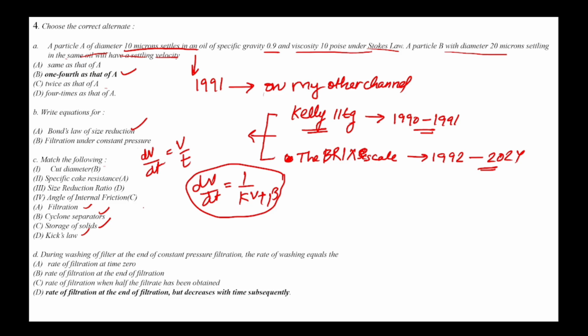During washing of the filter at the end of the constant pressure filtration, the rate of washing is equal to the rate of filtration at the end of the filtration, but it decreases with time because the filter cake resistance increases. That's why it decreases.